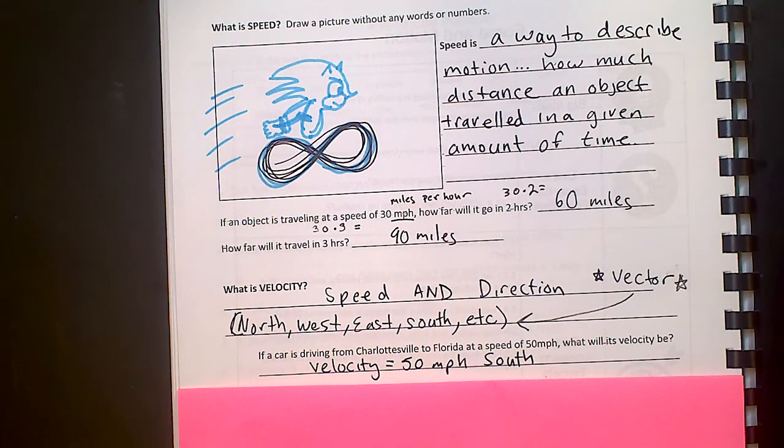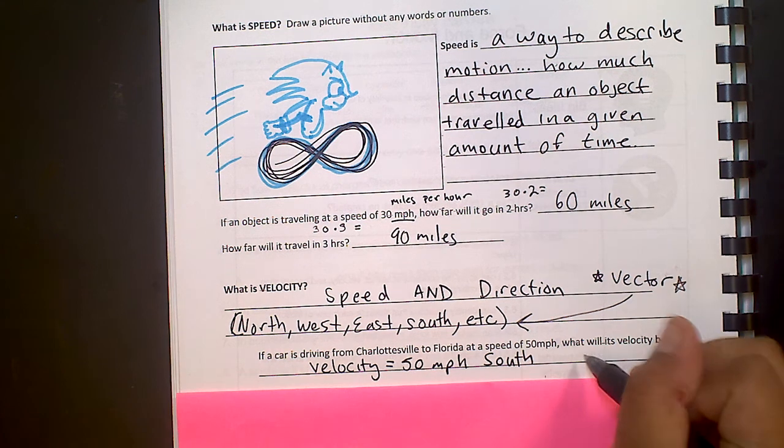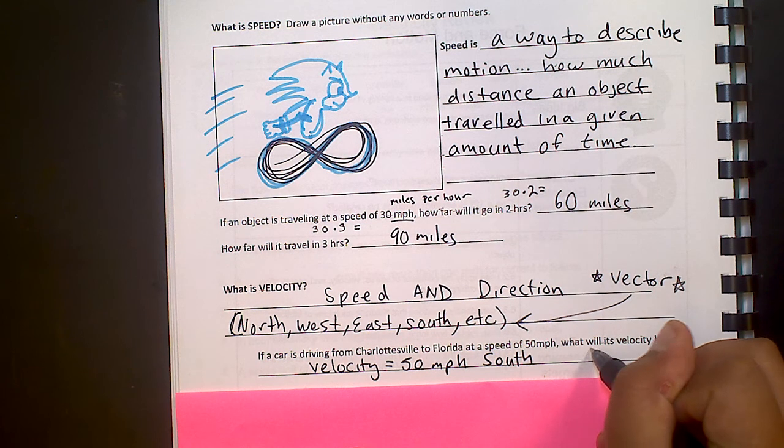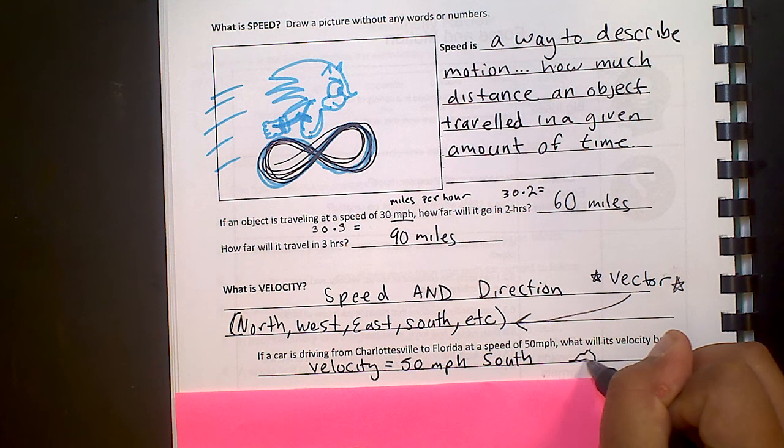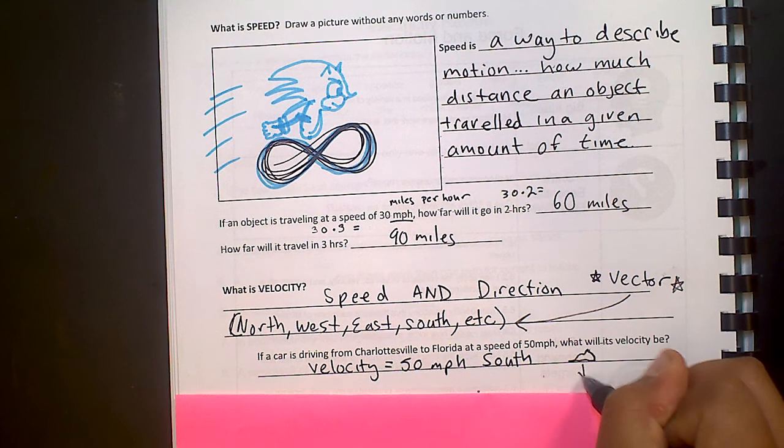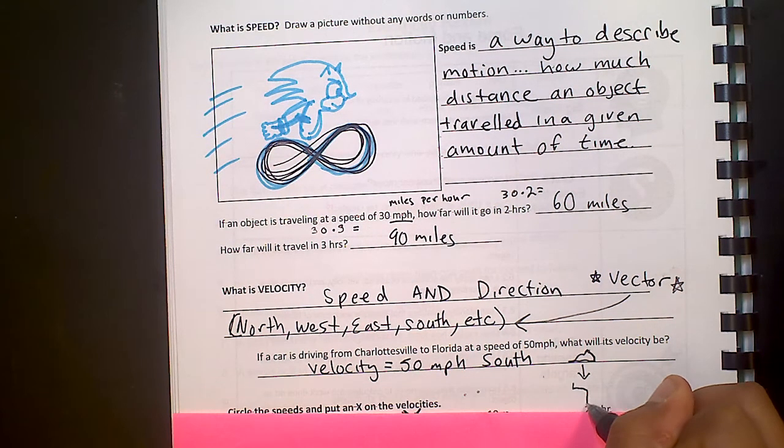So if a car is traveling from Charlottesville to Florida at a speed of 50 miles per hour, what will its velocity be? So its velocity is just going to also include its direction. So it's 50 miles per hour south, because we're going from Virginia, which kind of looks like this guy, down to Florida, which kind of looks like this guy.